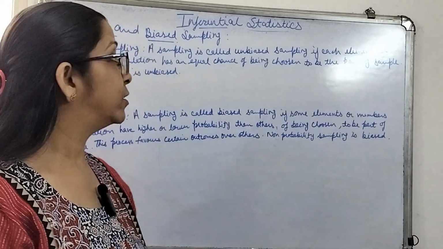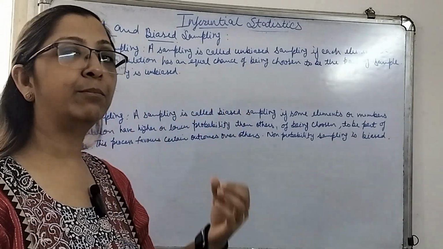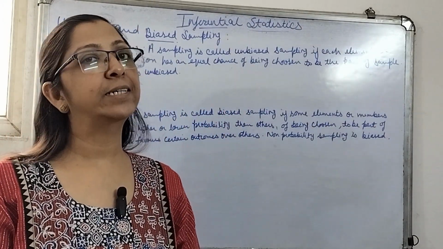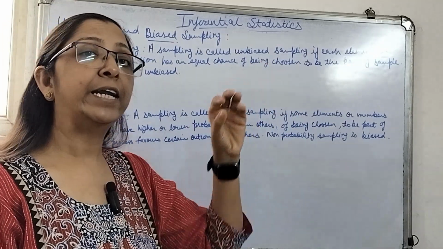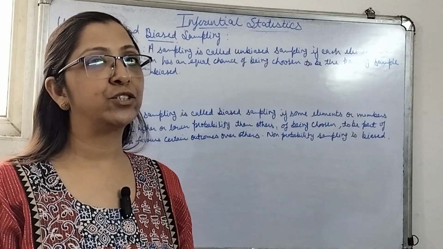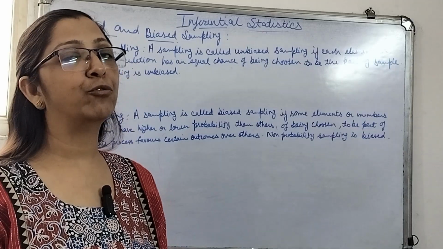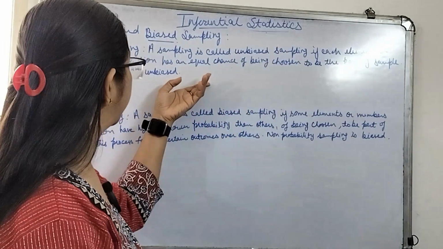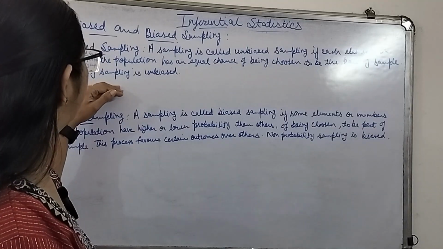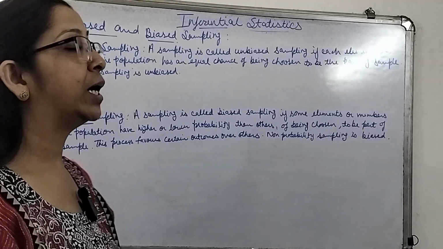We have already learned that probability sampling is an example of unbiased sampling, because in probability sampling, we are randomly selecting the members from the population to be part of the sample, and every member of the population has an equal chance of being chosen to be part of the sample. So such type of sampling is known as probability sampling, or it is even known as unbiased sampling.